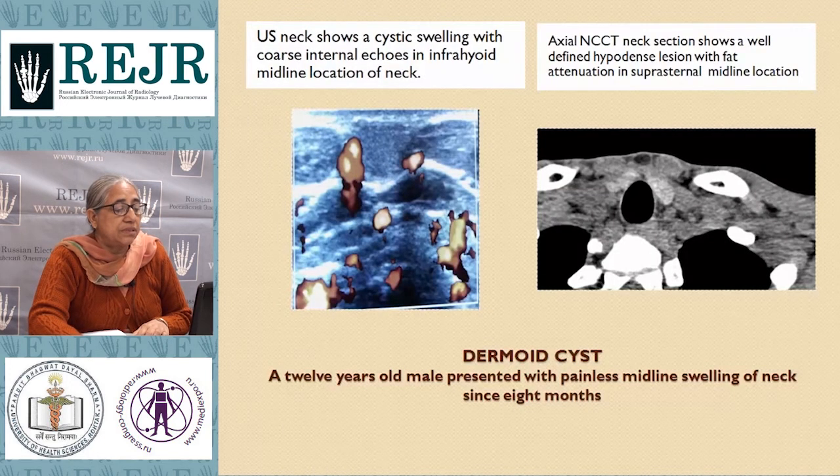This is a patient, a 12-year-old male, who presented with a painless midline swelling of the neck since 8 months. An ultrasound shows a cystic swelling with coarse internal echoes in the infrahyoid midline location of the neck. Axial CT done at the same level shows a well-defined hypodense lesion with fat attenuation in the suprasternal midline location.